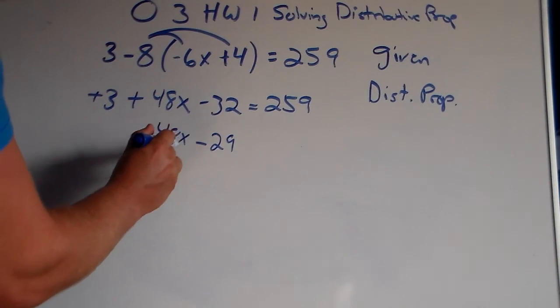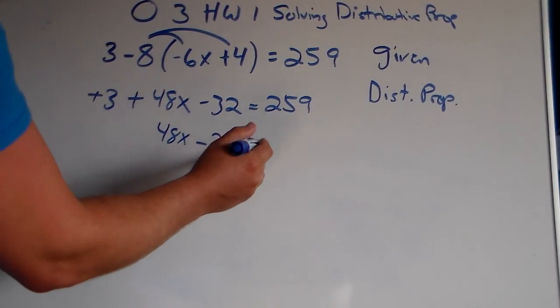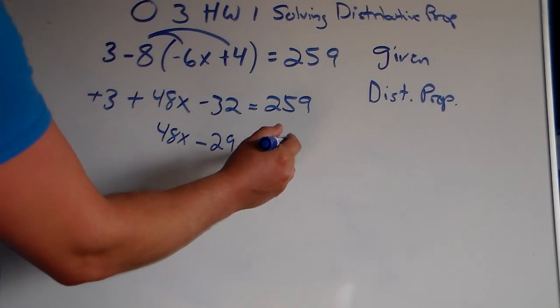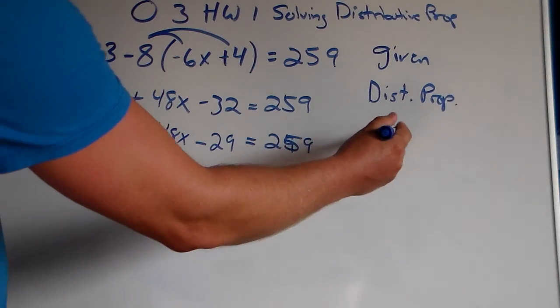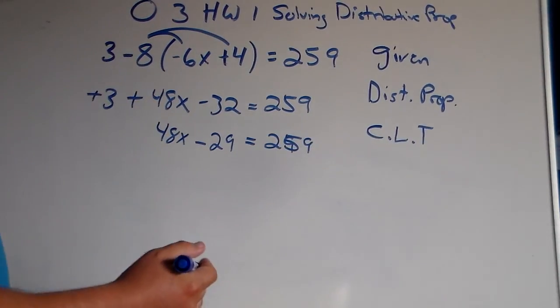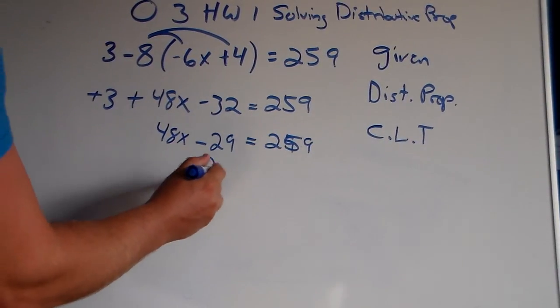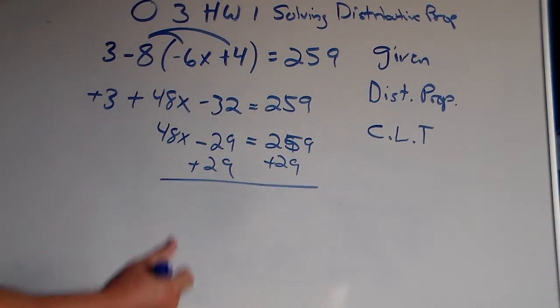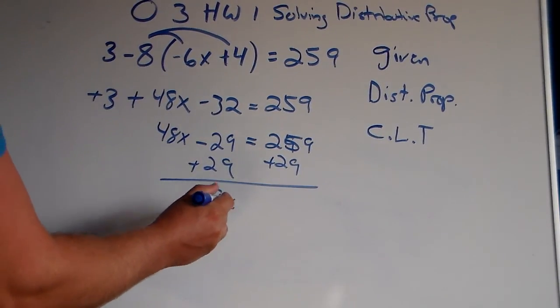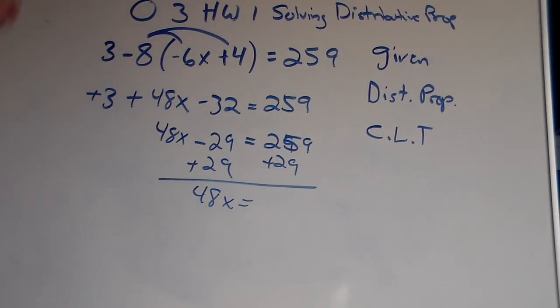Carry down the positive 48x. Carry down the equal sign and the 259. So that was combine like terms. Add 29 to both sides of the equation. You get 48x equals, well, 259 plus 29 gets us 288.